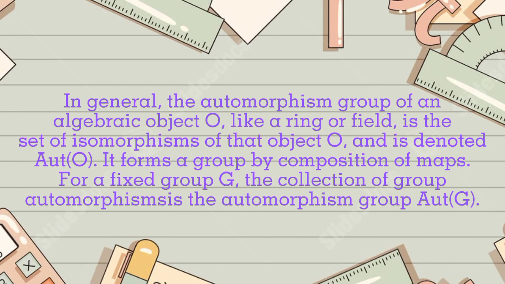In general, the automorphism group of an algebraic object, like a ring or field, is the set of isomorphisms of that object to itself and is denoted Aut. It forms a group by composition of maps. For a fixed group J, the collection of group automorphisms is the automorphism group Aut(J).